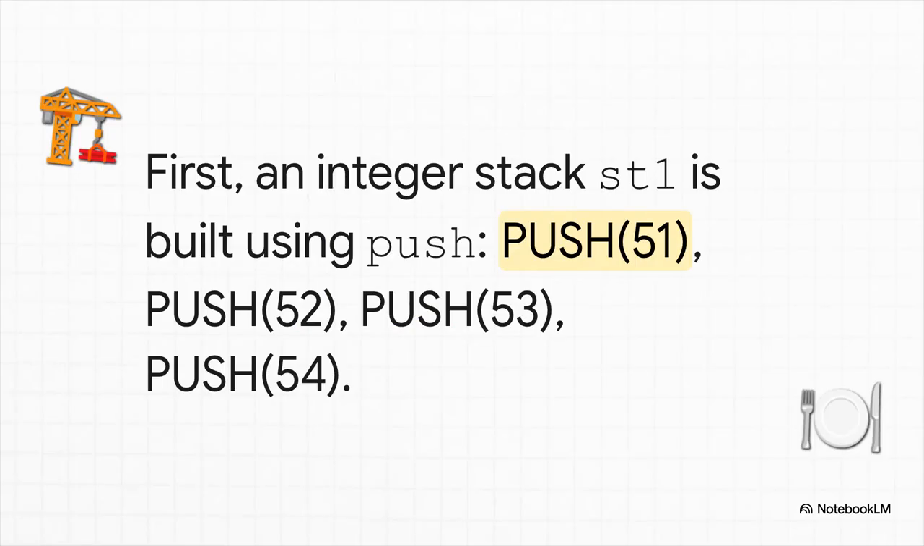Okay, first up, the program builds the first stack, which we're calling st1. It uses the push method to add 4 integers onto it. The best way to picture this is like a stack of plates. 51 goes on the bottom, then we put 52 on top of that, then 53, and finally 54 is sitting right at the very top.